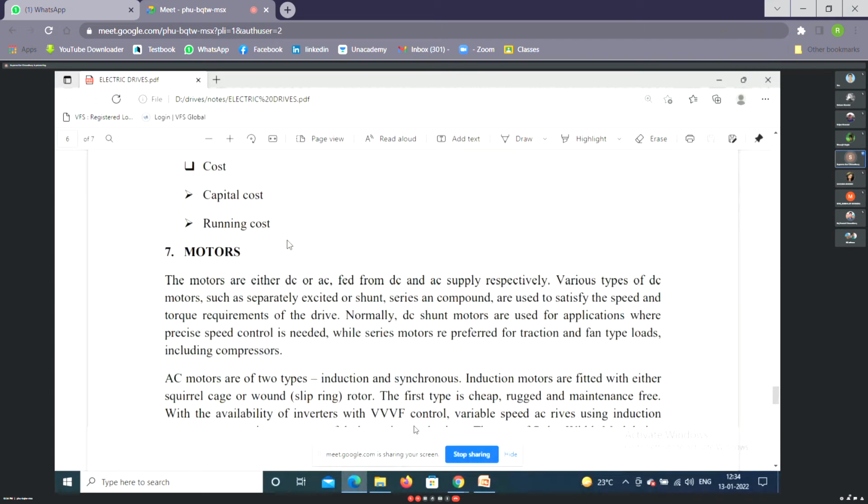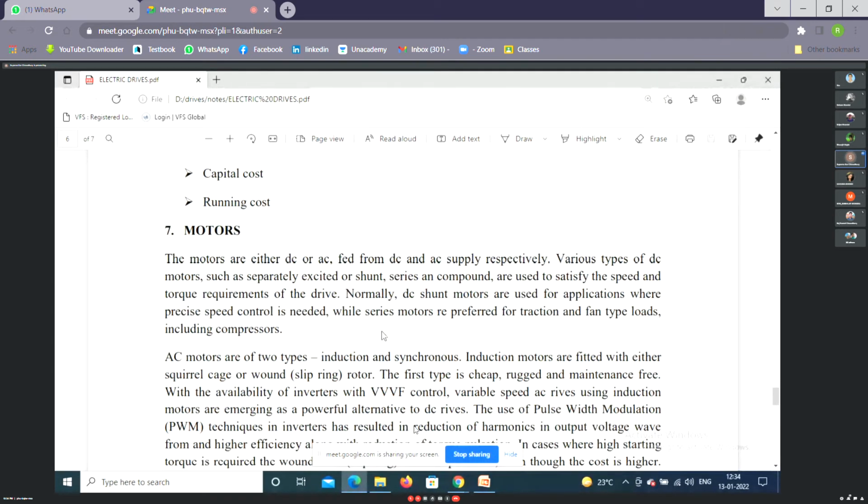Then motors, what are the motors available? Motors available are AC or DC, fed from DC or AC supply respectively. Obviously, nowadays direct DC or sinusoidal AC is very rarely fed to the motor, because it will be fed from a power electronic device, so that we can control the motor characteristic over a wide range.